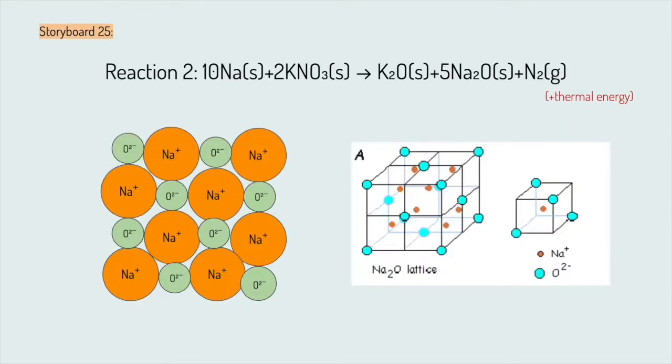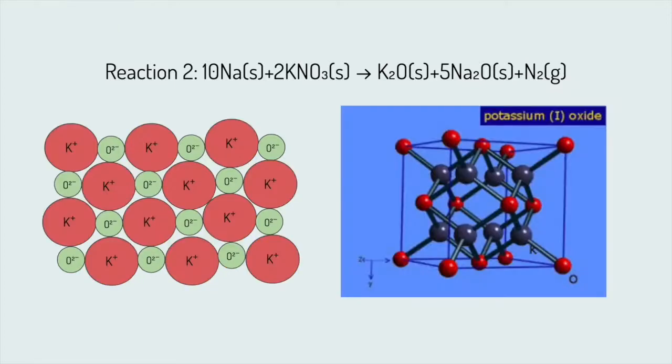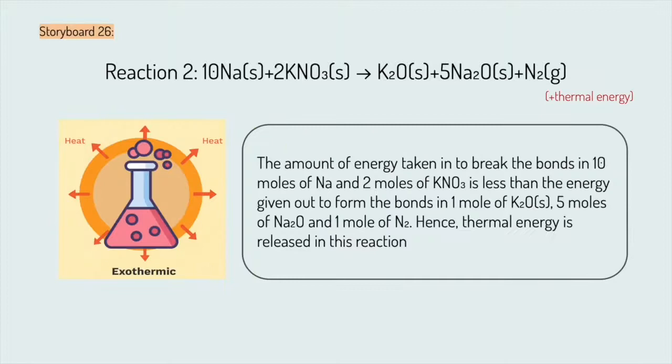Sodium oxide has a giant ionic lattice structure as seen here. Potassium oxide also has a giant ionic lattice structure. This is an exothermic reaction as the amount of energy taken in to break the bonds in 10 moles of sodium and 2 moles of potassium nitrate is less than the energy given out to form bonds in 1 mole of potassium oxide, 5 moles of sodium oxide, and 1 mole of nitrogen gas. Hence, thermal energy is released in this reaction.